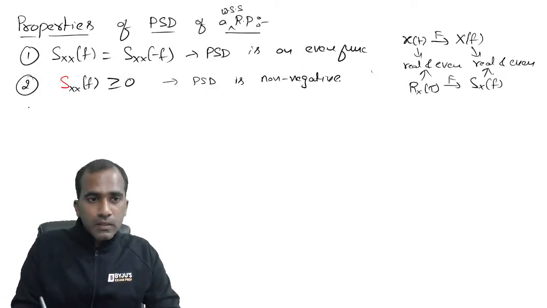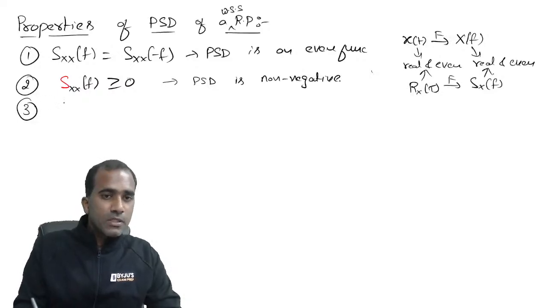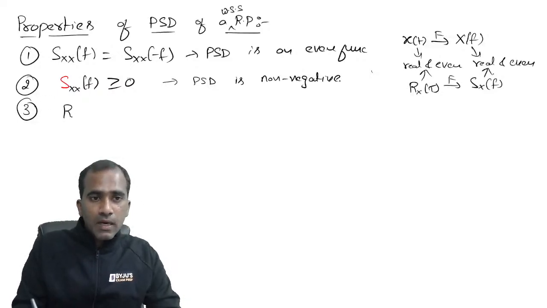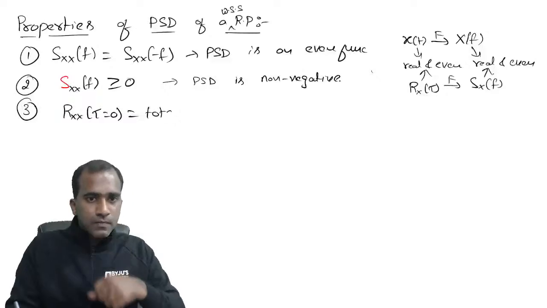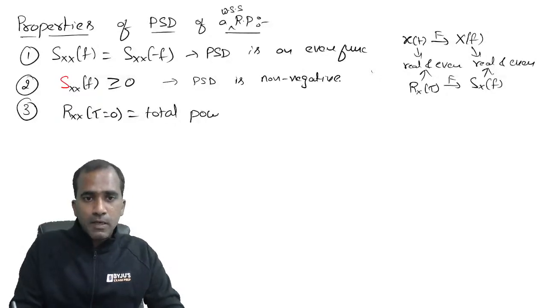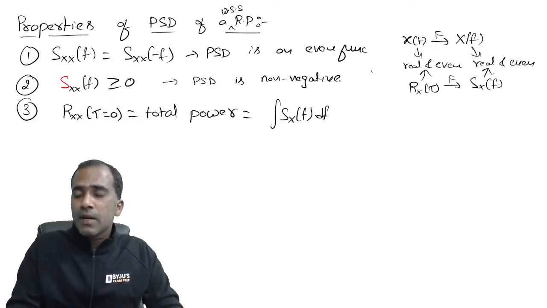Wonderful. Any other observations that we can make here? How do you find the power? Rxx of tau equal to 0 will give us the total power, which you can also find using power spectral density, just integrate the power spectral density. Integrating the power spectral density means you are adding up all the power, and that will give you the total power.